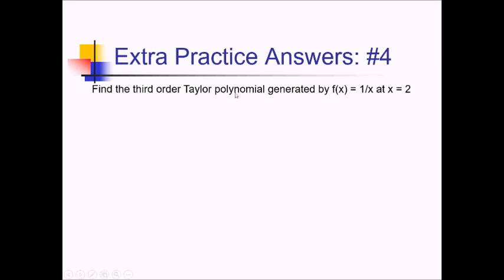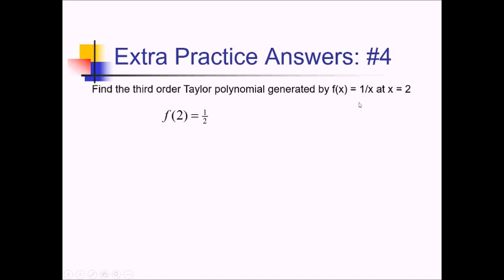For this problem, I want the third order Taylor polynomial generated by f of x equals 1 over x at x equals 2. So I'm going to start by doing just f of 2, which is going to be 1 over 2. And now I'm also going to figure out the first three derivatives of 1 over x evaluated at x equals 2. Then I'll build my polynomial based off of that.